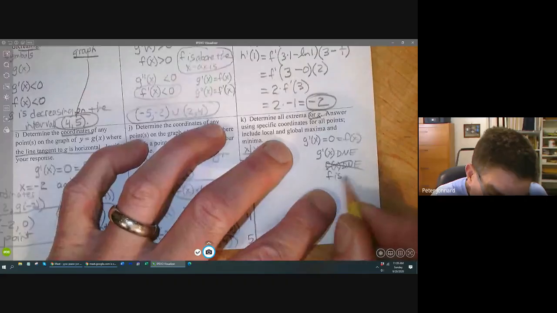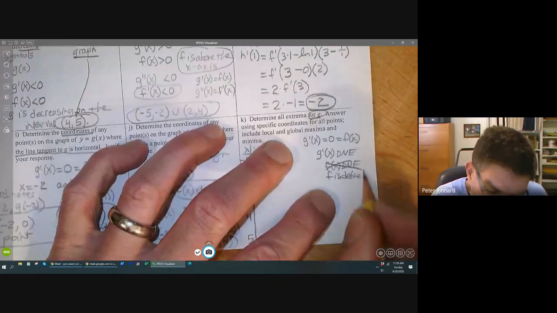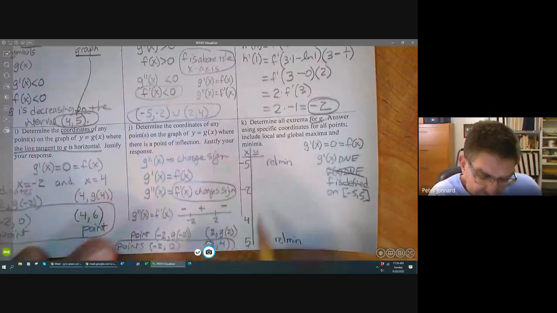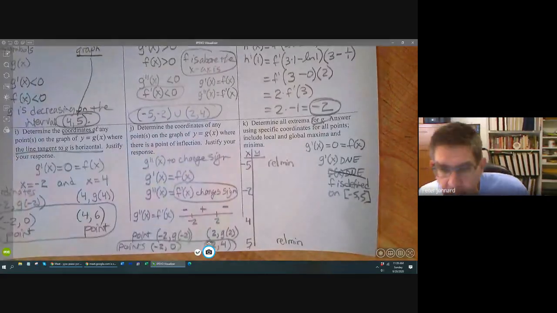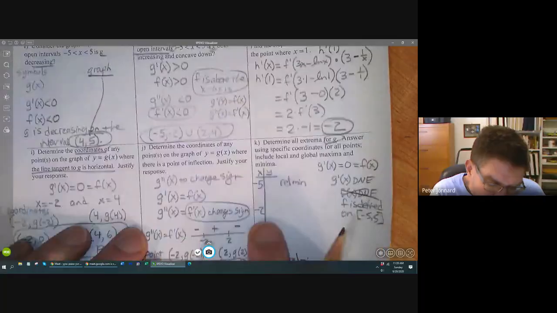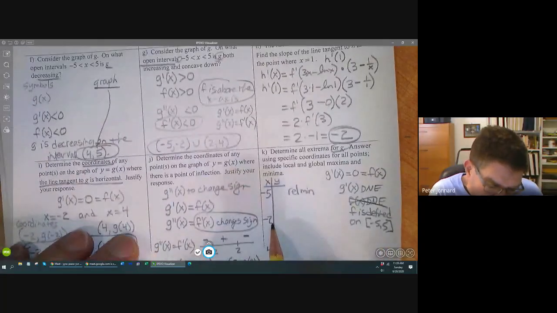F is defined on the interval from -5 to 5. So we have done our search for critical points. Now we just have to decide what to do there. So let's consider -2.